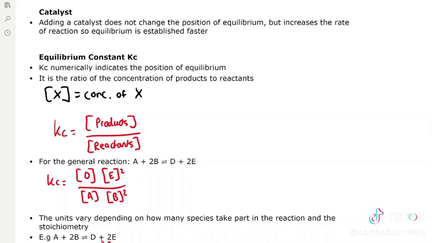Catalysts don't affect the position of equilibrium, but they instead just increase the rate of reaction for both directions, so both the forward and the reverse. So that means the equilibrium is established faster.